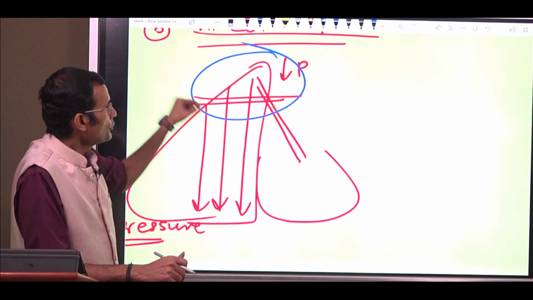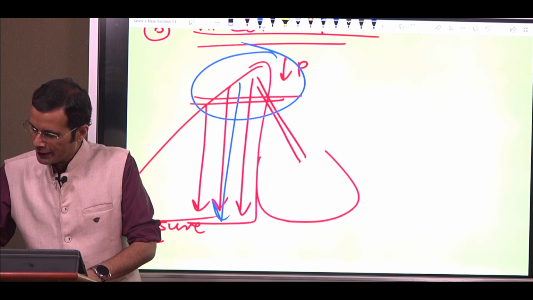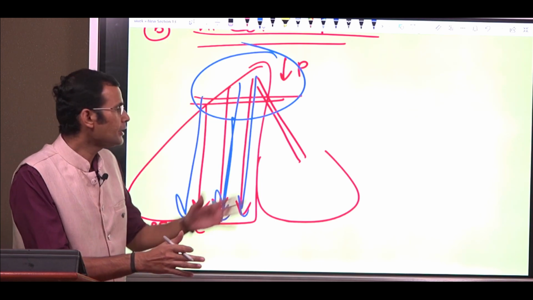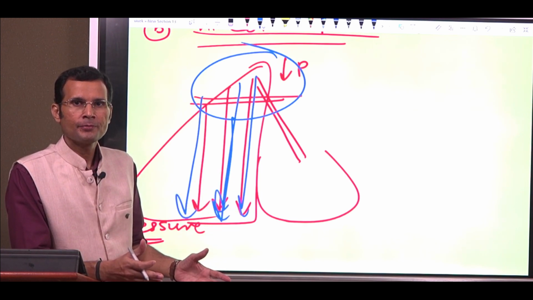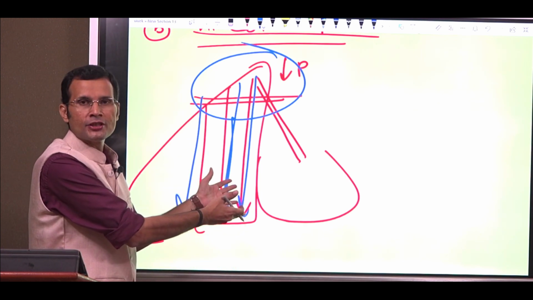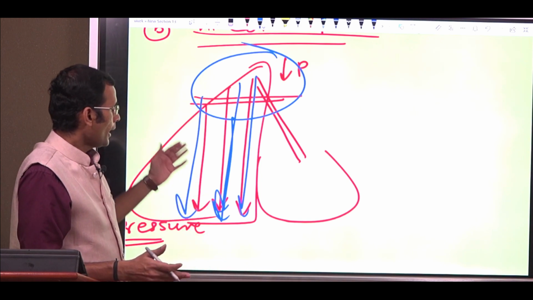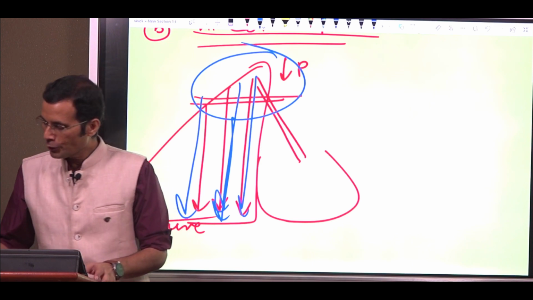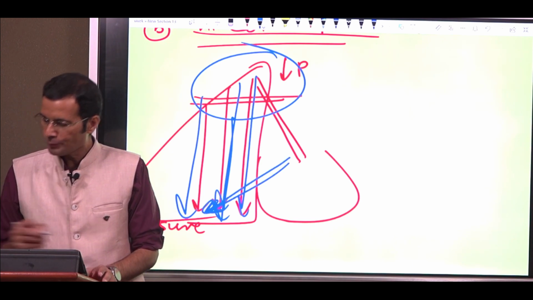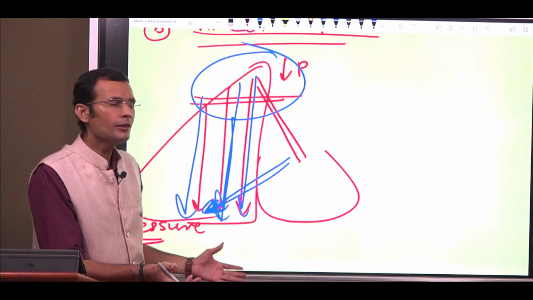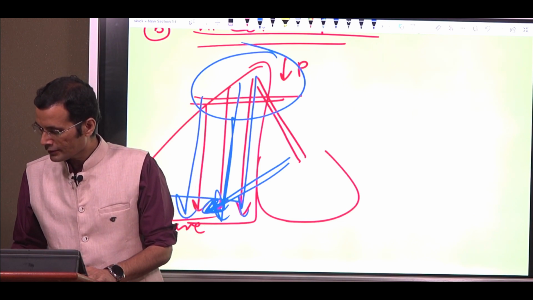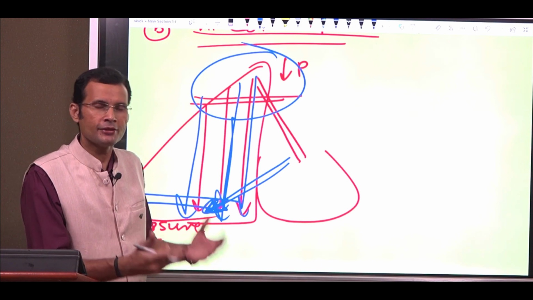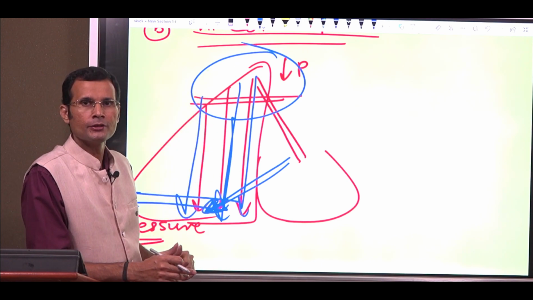Now, as you go from apex to base, the pressure in the vessels will go on increasing. We have seen it just now, the hydrostatic factor. You are going towards gravity now. The heart is going to pump the blood towards gravity. And due to that hydrostatic factor, the pressure in the vessels near the base will be very high, greater than the apical pressure.